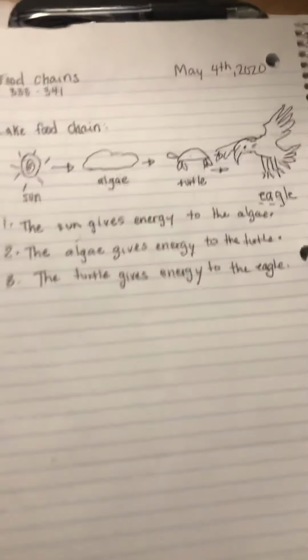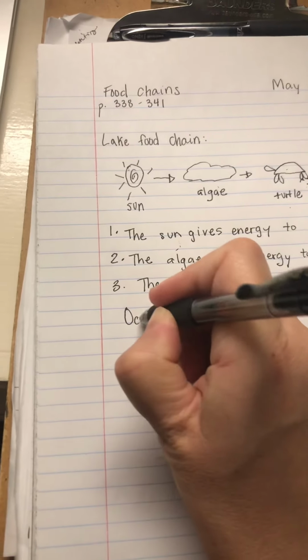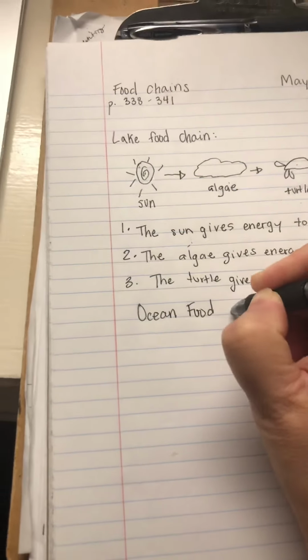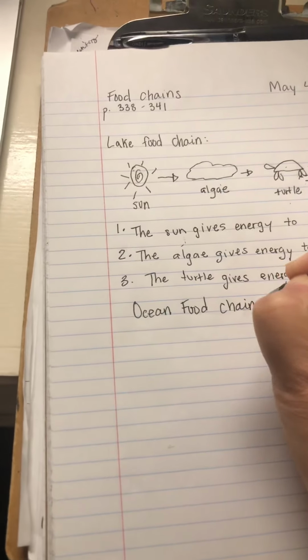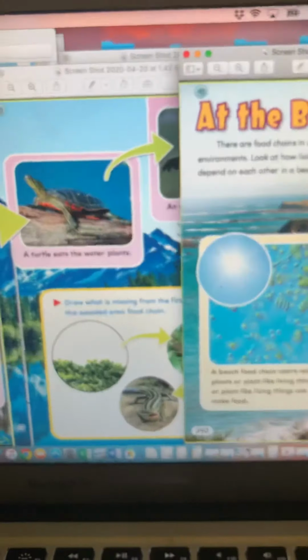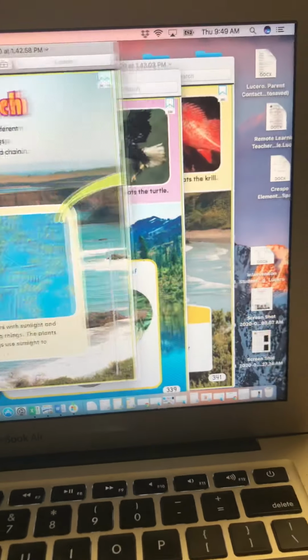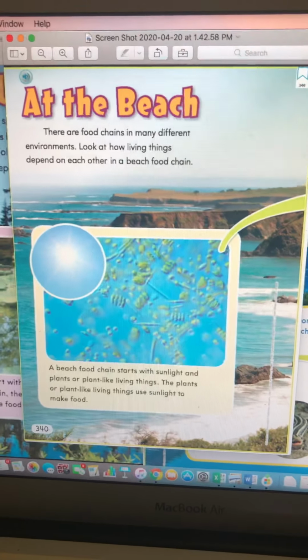Okay, so tomorrow we are going to do the ocean food chain. So this one you're going to do by yourself. I'm going to show you the pages for that, and I'm going to go ahead and read them. So this is the page. I will be posting this on Dojo. It's page 340, At the Beach.